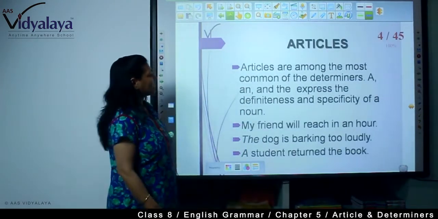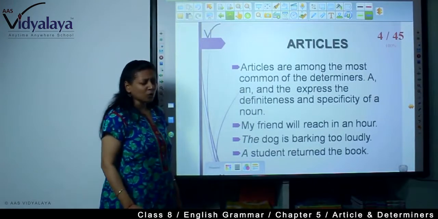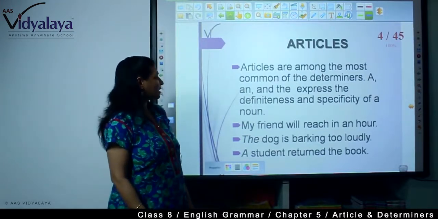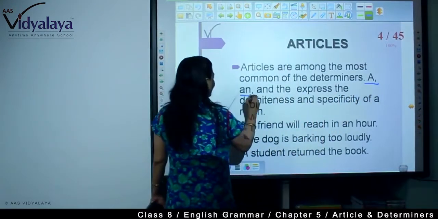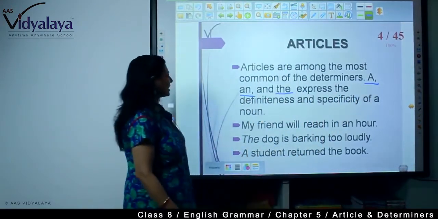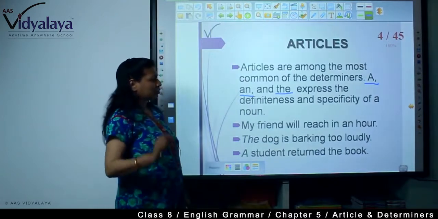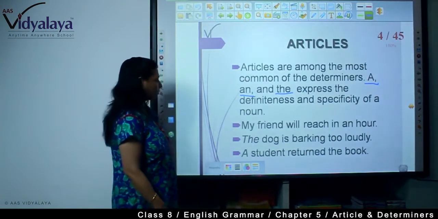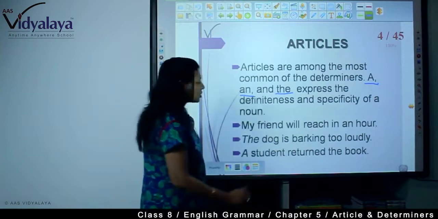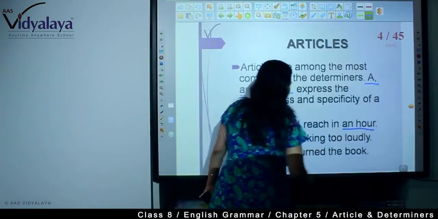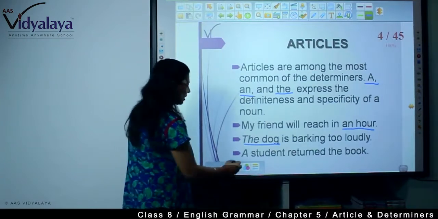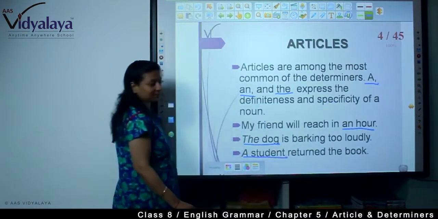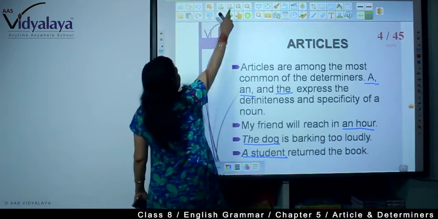Now, what are articles? Articles are among the most common of the determiners: a, an, the. These express the definiteness and uniqueness of a noun. My friend will reach in an hour. The dog is barking too loudly. A student returned the book.